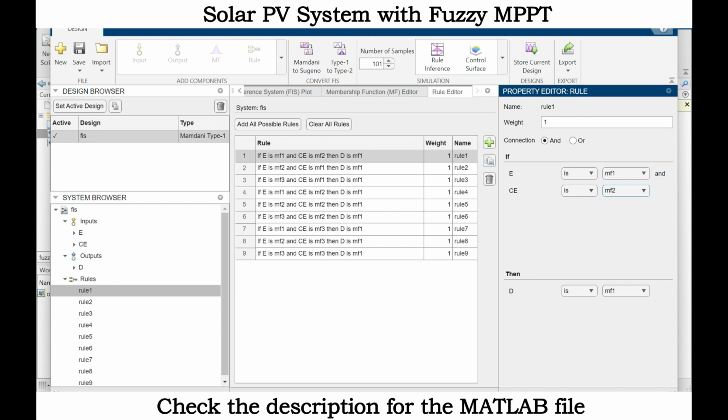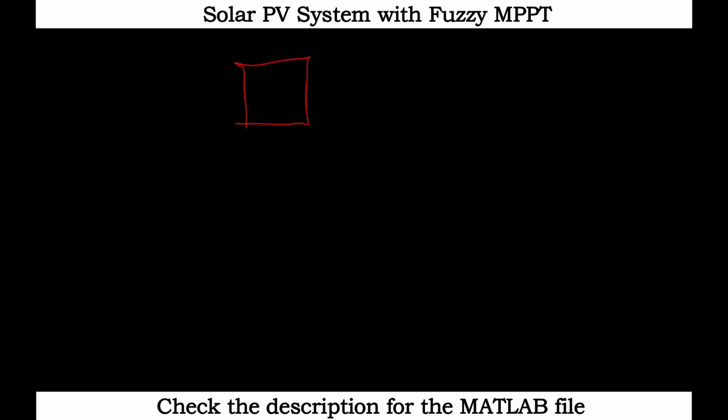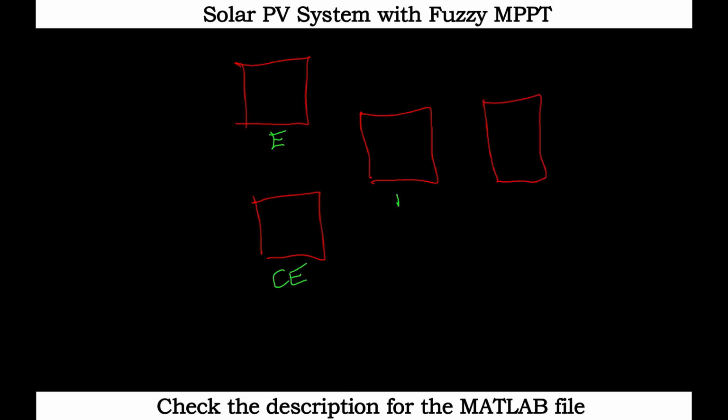Like that you have to select, or else you can change it. For example, this is the error, this is the change of error, this is the rule based system, and this is the output duty cycle.